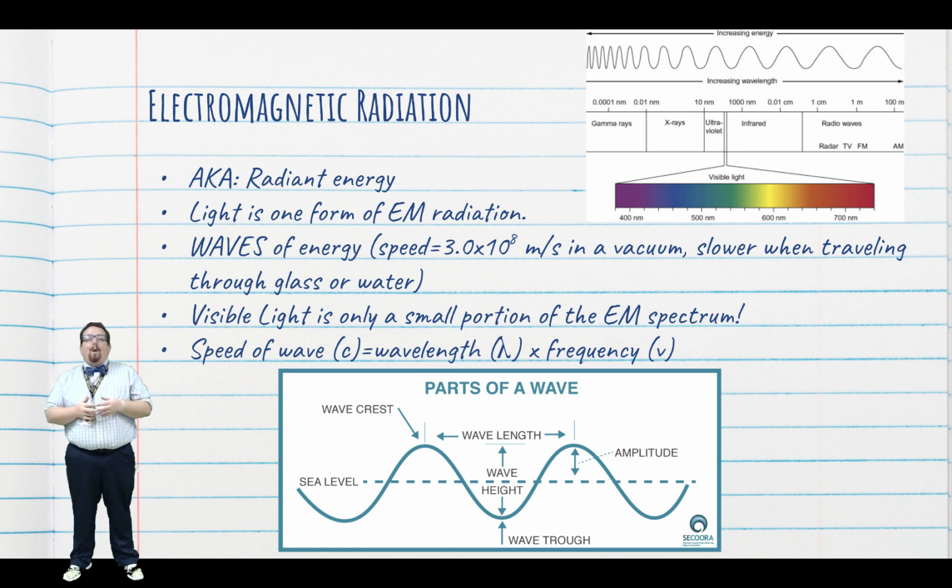The length of a wave from crest to crest is called the wavelength, and it's usually measured in nanometers. The frequency of a wave is how many waves pass through a single point in 1 second. When we multiply the wavelength, this time measured in meters, by the frequency, measured in hertz or per seconds, we get the unit of meters per second, which gives us the speed of the wave.